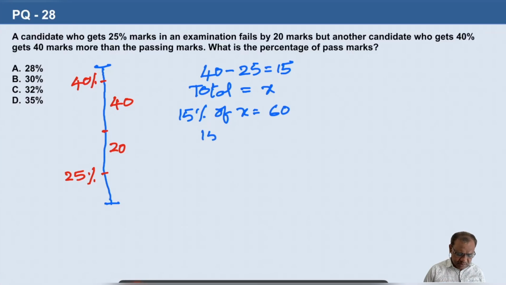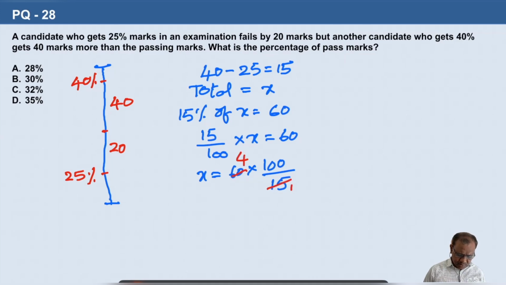Simplify this. 15 by 100 into x is equal to 60. x is equal to 60 into 100 by 15. This is 15 ones, 15 fours. So what is remaining? 4 into 100, that is 400. So 400 is the total marks, that is the maximum marks.